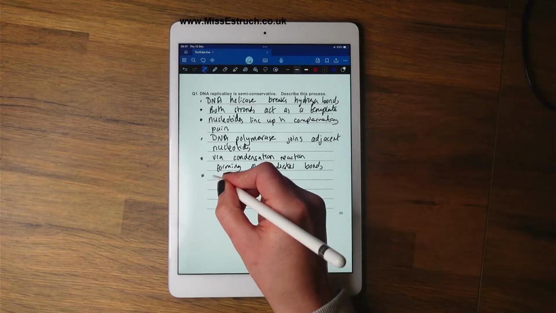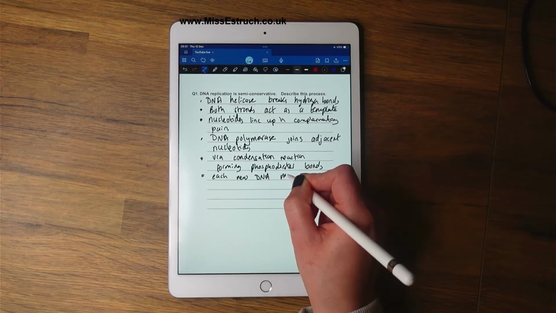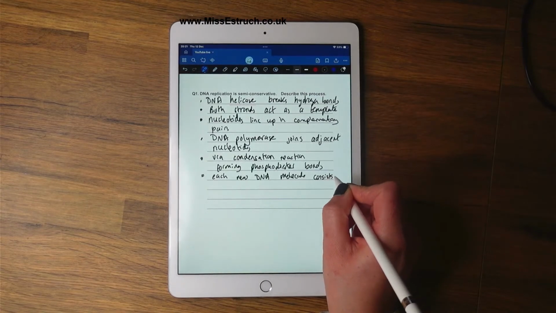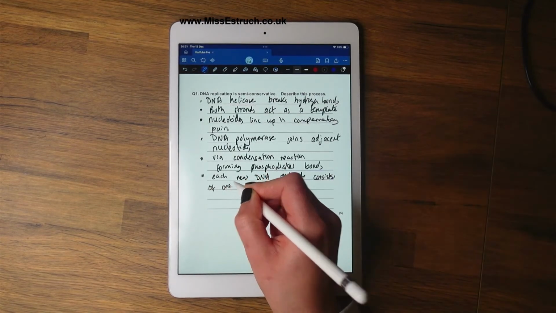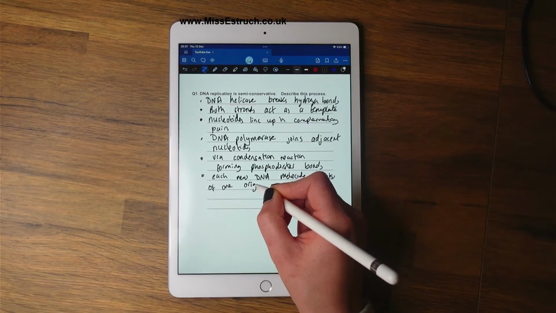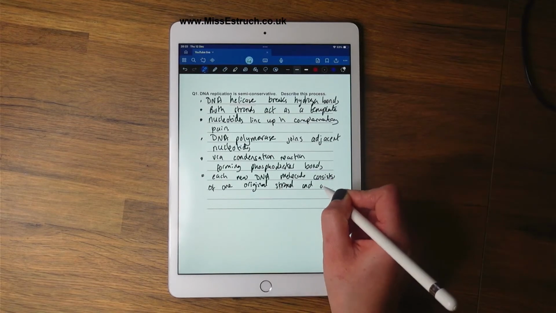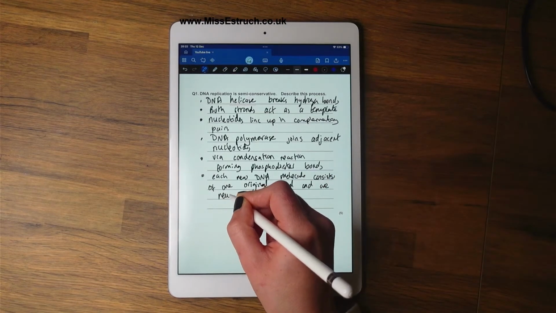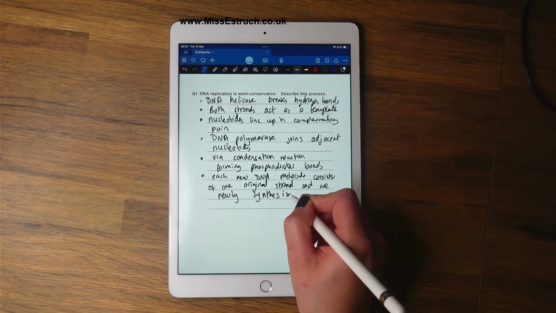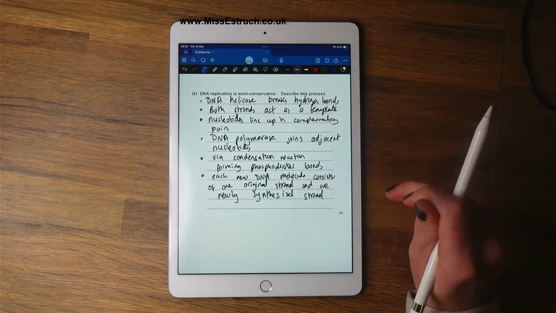I'm saying each new DNA molecule consists of one original strand and one newly synthesized. And there we go. That would be my 5-mark answer.